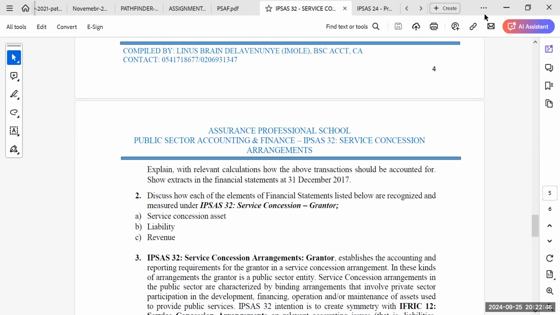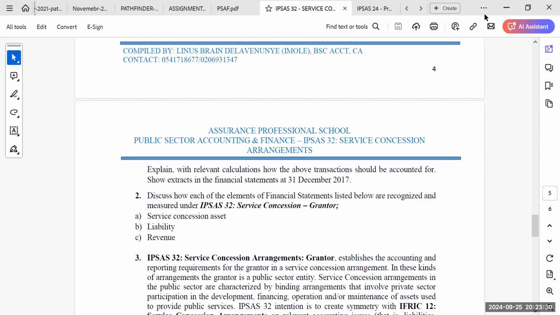Service concession assets arising from an asset provided by the operator, or an asset constructed by the operator, or an asset developed, should be initially measured at fair value. An existing asset of the grantor, which is a service concession asset, should be measured at the carrying value of that particular asset. It will be reclassified to a service concession asset, which will be measured at a carrying value. So that is the initial measurement.